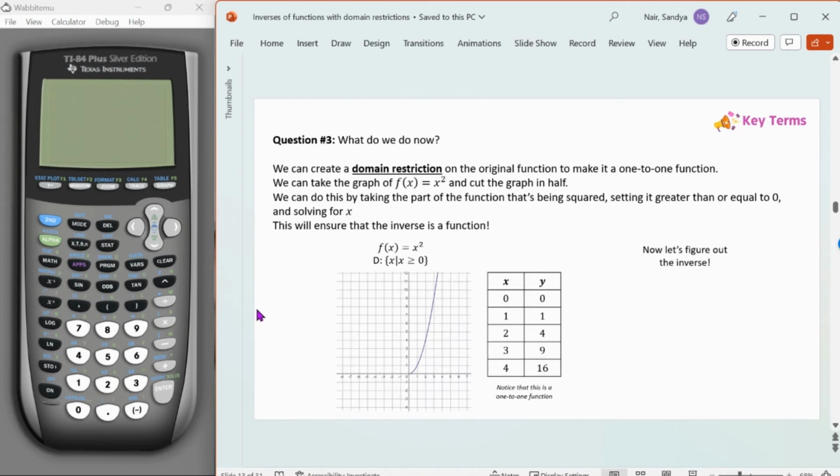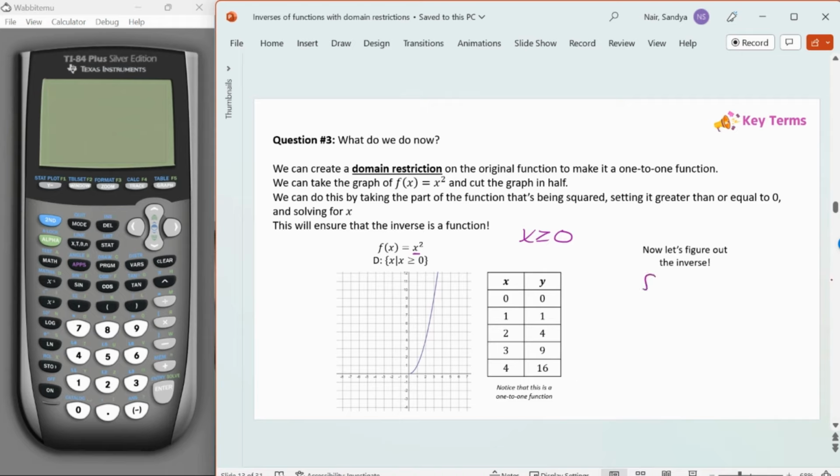So what we're going to do is take the graph of f of x equals x squared and cut it in half. We can do this for a quadratic by taking the part of the function that's being squared, setting it greater than or equal to 0, and solving for x. So we know that, for example, in this function, the part that's being squared is x, right? So we would just say x is greater than or equal to 0, and we're going to restrict the domain that way. Notice what happens when we do this: we create a one-to-one function, right? Because we're only taking one half of the y values, so that's going to be a one-to-one function.